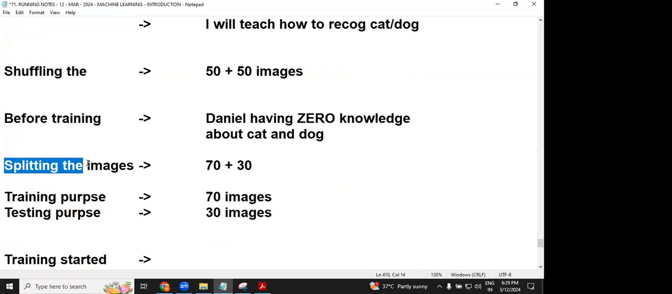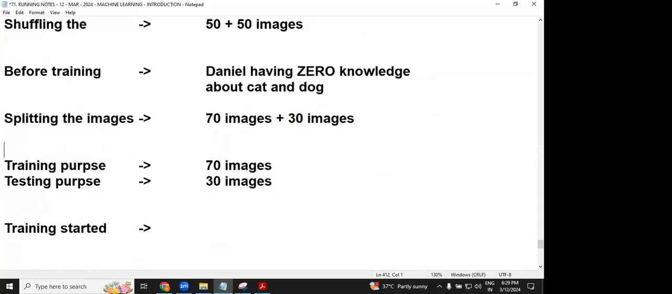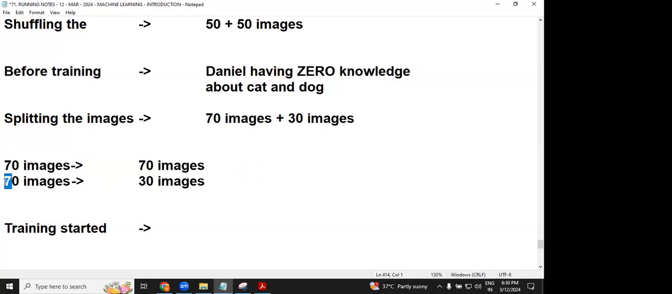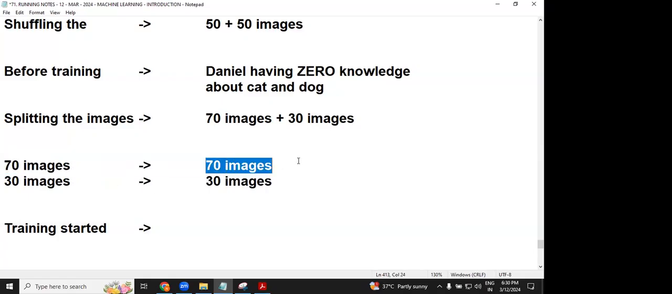Now, what my father did is, my father split all the images. The split will be, can somebody talk with me? 70 images for what exactly? 30 images. Now, my father is thinking, let me use 70 images for what exactly, sir? Training purpose. 70 images for what exactly? Training purpose. Good.